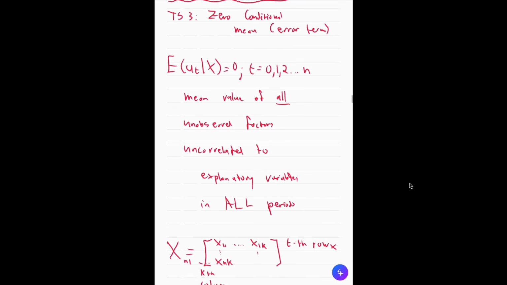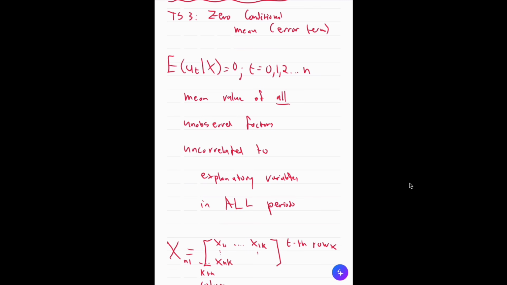And then the third assumption is the zero conditional mean, right? So we would say that the expected value of the error term in year t, given big X, we'll get into what that means just now, is equal to 0 for all values of t, right? And so what that means is that the mean value of all our unobserved factors is uncorrelated to the explanatory variables in all periods, right?